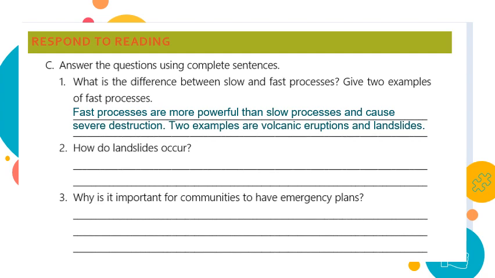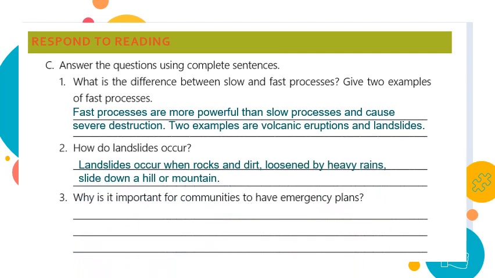Okay. 2, how do landslides occur? So I just have to answer as if I'm asking about the steps of how landslides occur, or how it happens. Landslides occur when rocks and dirt loosened by heavy rains slide down a hill or mountain. That's how landslides occur. Number 3, why is it important for communities to have emergency plans?